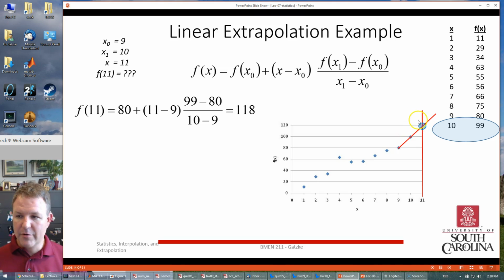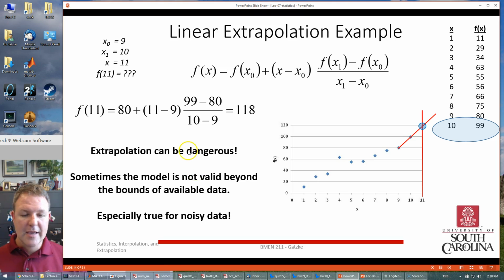And it looks like a pretty reasonable value. So we go from 8 to 9, we go from 75 to 80. From 9 to 10, we go from 80 to 99. So it's almost a difference of 20. So if we go from 10 to 11, it should be another difference of about 20. So 118 seems reasonable.